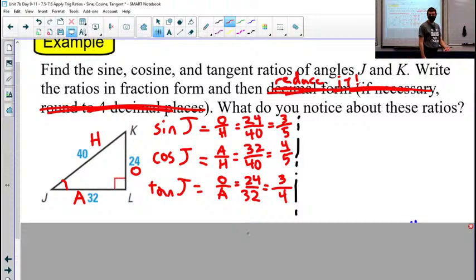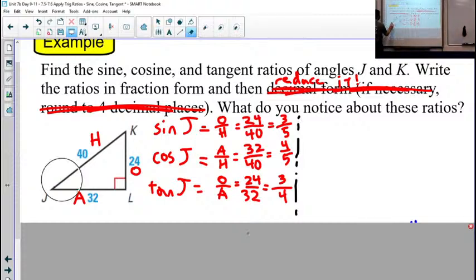That's what we're going to do tomorrow. But let's focus today on getting us comfortable with writing out these ratios. So we're going to do the same thing, but this time we're going to use angle K. It's going to be very, very close to the same thing. There's going to be one small difference here.